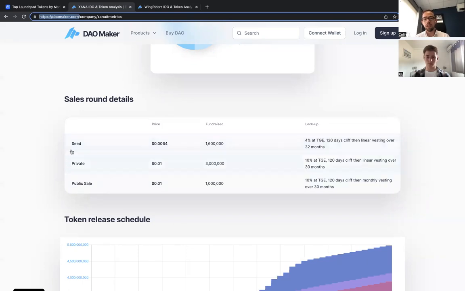How much do the seed investors get? 4%. And then private gets 10%. And public also gets 10%. Why do they get more than private and public? Less. 4% is less than 10%. I guess it mainly has to do with the fact that they got the tokens for much less money in the first place.